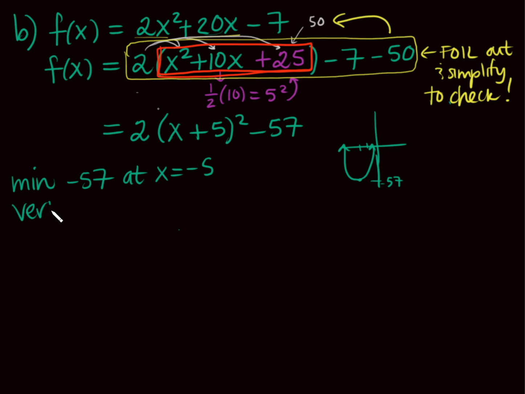My vertex, okay, is -5, 57. And what else? My axis of symmetry, or my AOS, is x equals -5. Okay, I hope that makes sense.